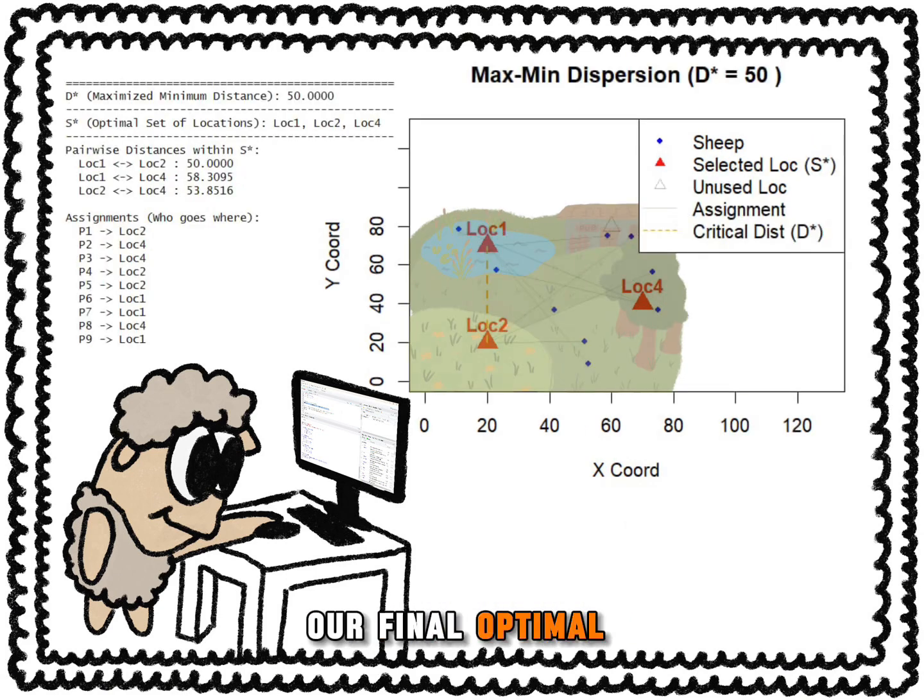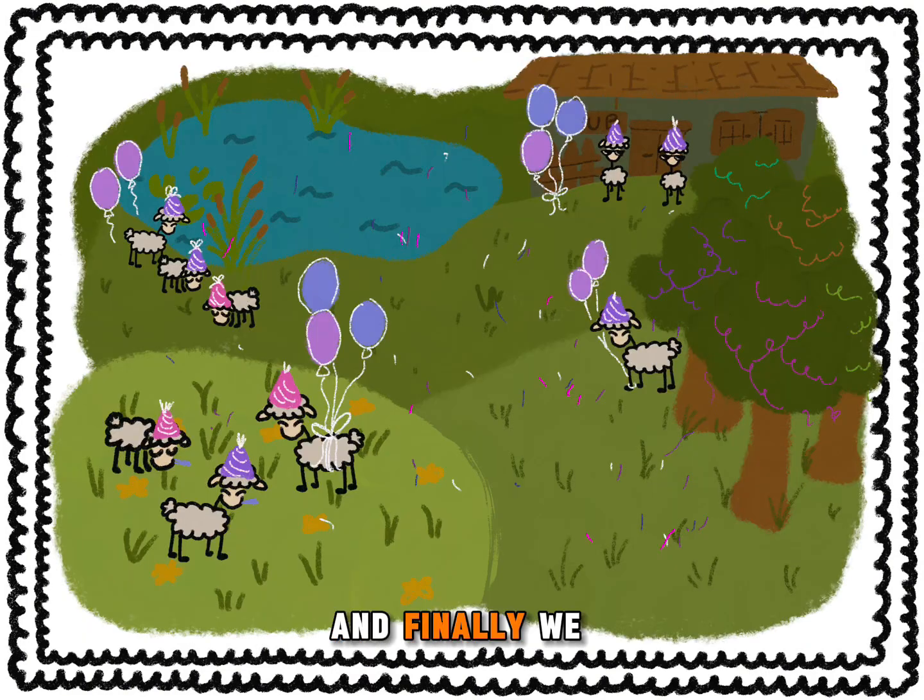So here is our final optimal solution. D star is equal to 50 meters, and S star consists of location 1, location 2, and location 4. And the graph on the right shows this. The orange dashed line represents the critical 50-meter safety margin. Also, please note that location 3 is left unused because it was too close to the others. And finally, we have a result: a happy, safely distributed flock that's full of happy sheep.